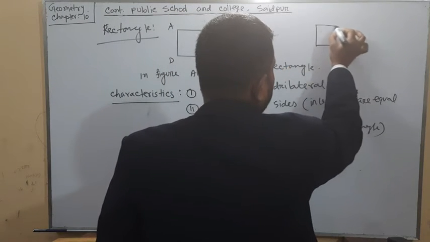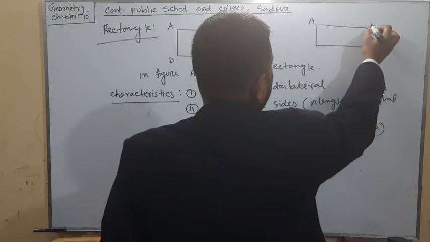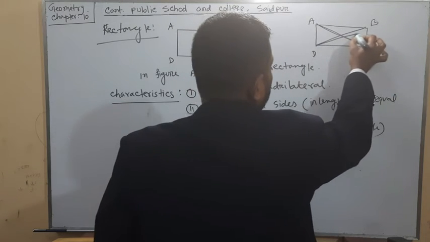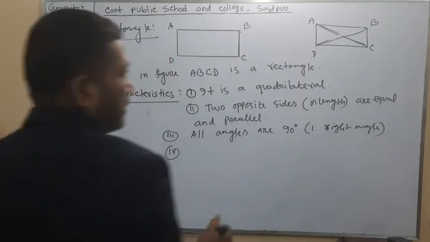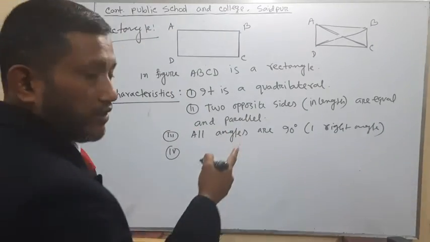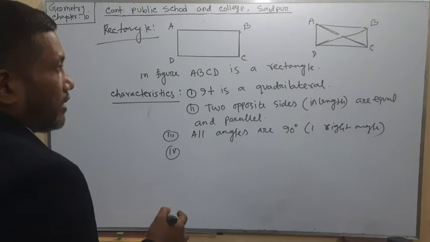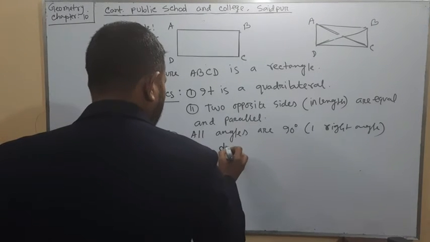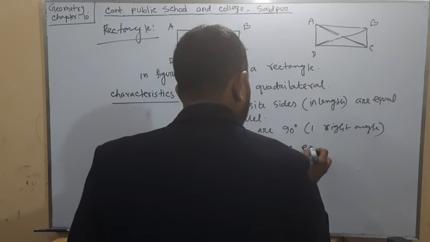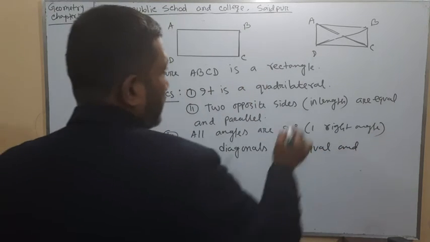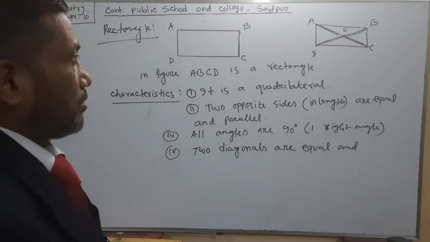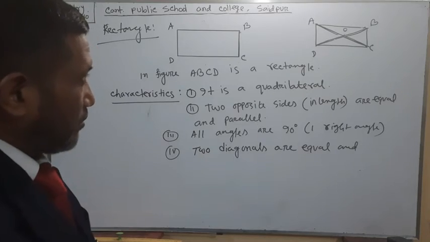And I am drawing another rectangle. Suppose A, B, C, D, here AC will be a diagonal, and BD is a diagonal. In a quadrilateral, there are two diagonals. For a rectangle, here AC and BD, these two diagonals. The measure of the two diagonals will be equal. Two diagonals are equal, and here AC and BD, these two diagonals bisect at O, so the measure of AO is equal to OC and BO is equal to OD.